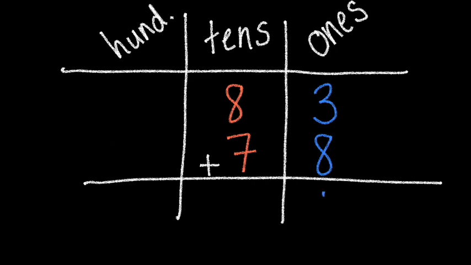Next I'm going to add in the ones place. So 8 plus 3 is 11, but I can't have 11 in the ones place. So I need to take my 10 ones to make 1 10, and then I have 1 left over in the ones place. Next I'm going to add the tens place.